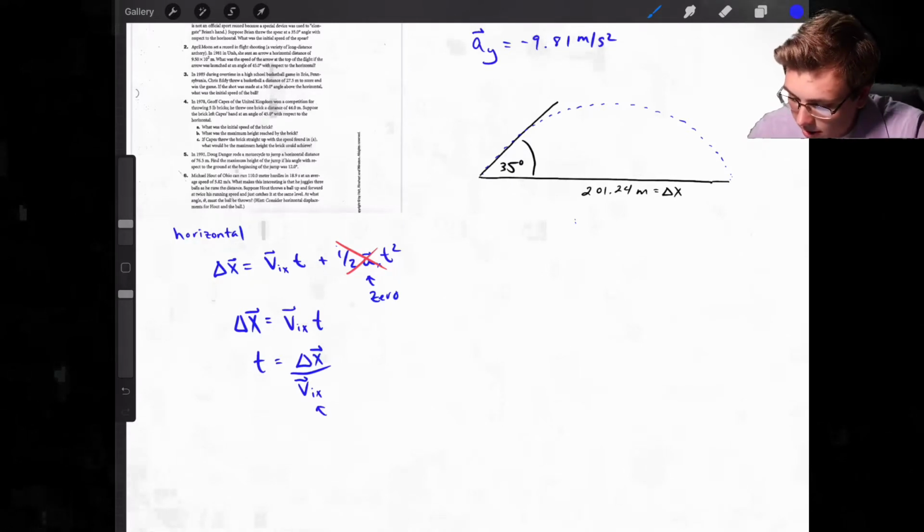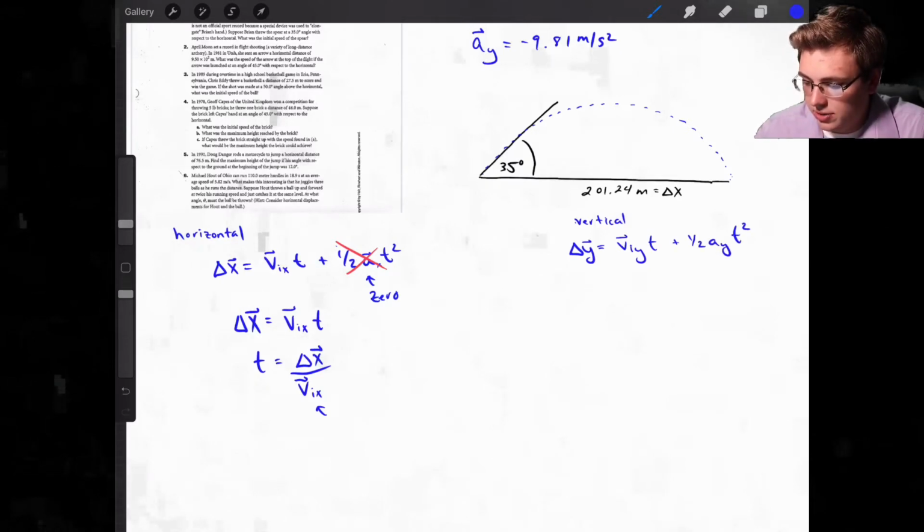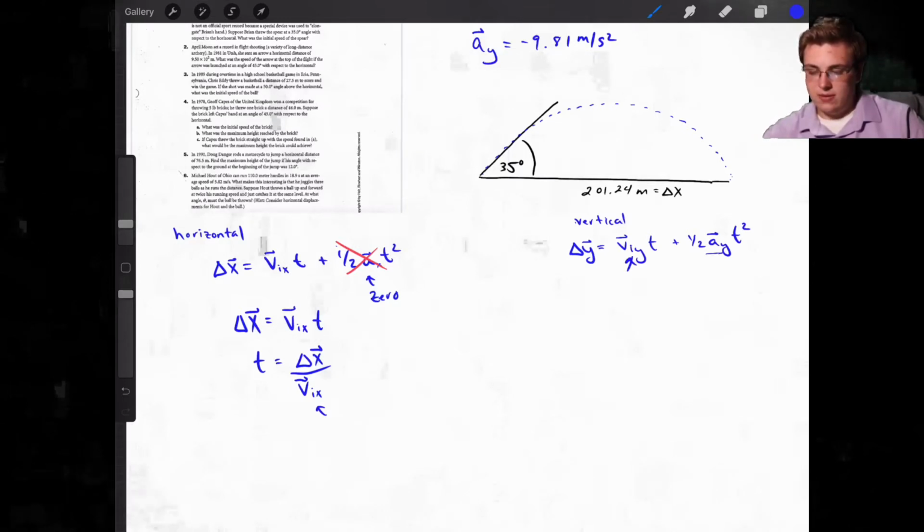Now I'm going to look in my vertical direction. The change in y equals v_iy t plus 1/2 a_y t squared. Looking at that, we still don't have v_iy. It's not 0, so I'm going to leave it like that.